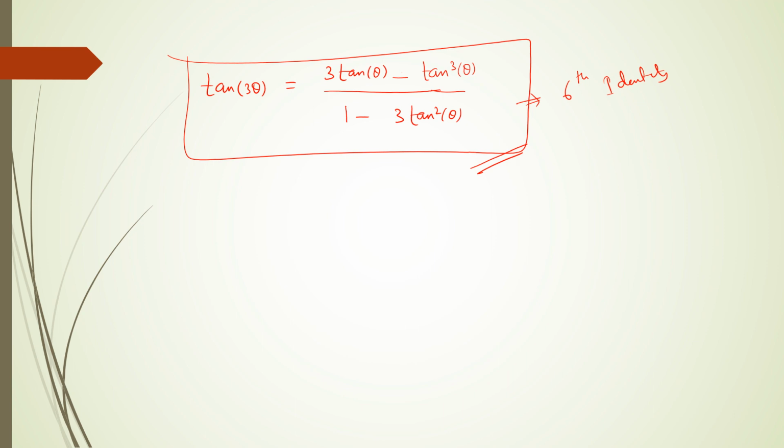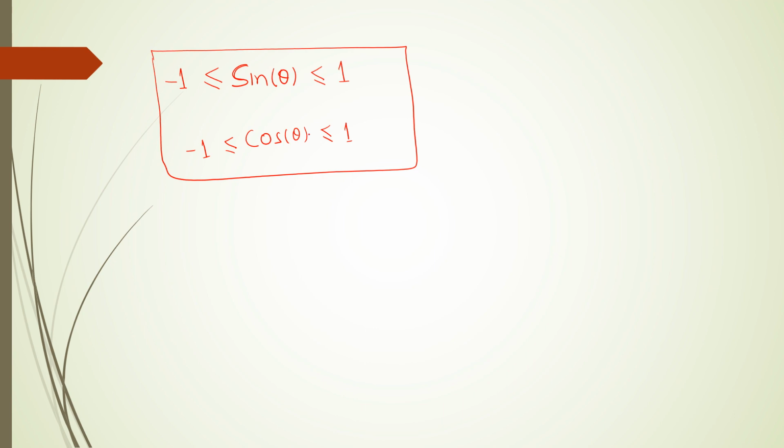Another problem the students face is the graph of cos and sine theta. Sine of theta, what's the maximum value and minimum value? We know that it is minus 1 to plus 1. Similarly, cos of theta also changes from minus 1 to plus 1. Its minimum is minus 1, maximum is plus 1.